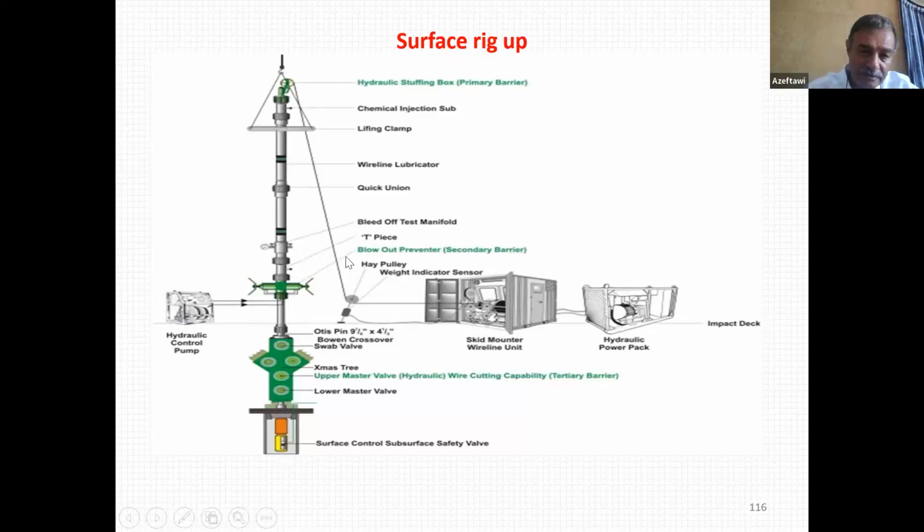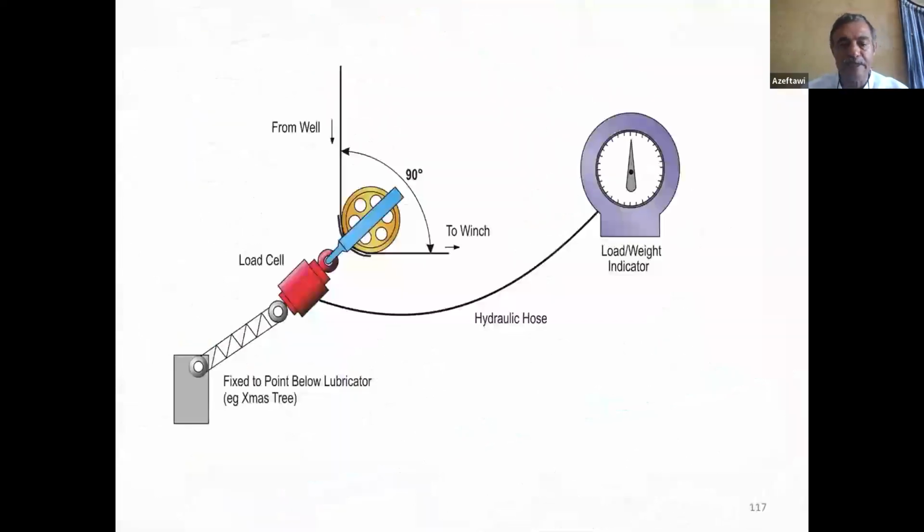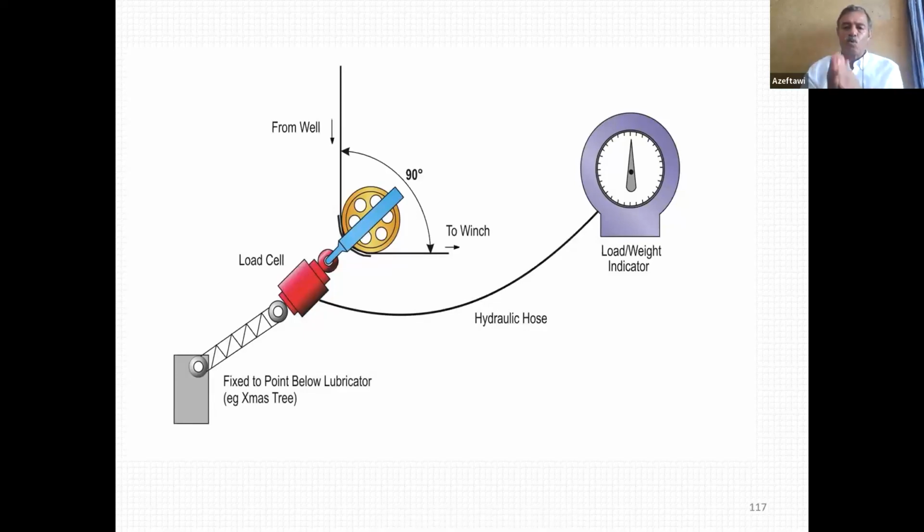This angle, you see it here, has to be 90 degrees. Let's have a closer look at this angle here. This is your weight indicator. This is the angle that has to be 90 degrees. Why does it have to be 90 degrees? Because the reading you have on the weight indicator will give you the exact weight you have in the well.